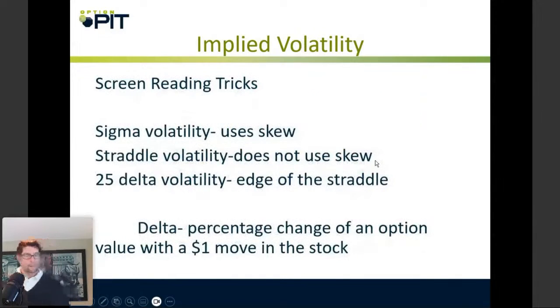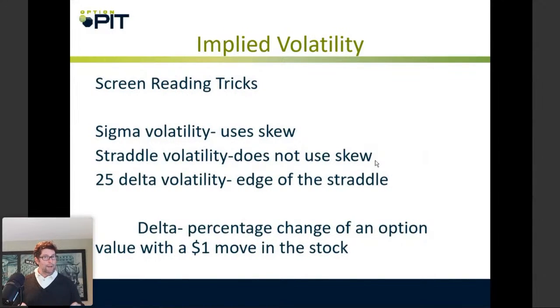Now, sigma volatility, again, uses a little skew. It's a collection of volatilities at the money, out of the money calls, and out of the money puts. It's kind of like an average vol for the term. So it does use skew. Your straddle volatility does not use skew. It's just the implied volatility of the straddle at the money.